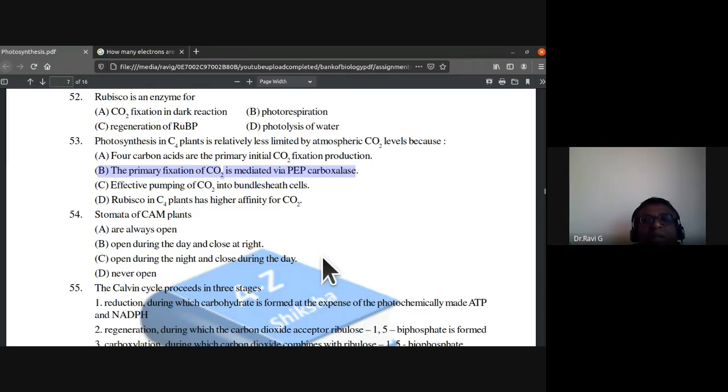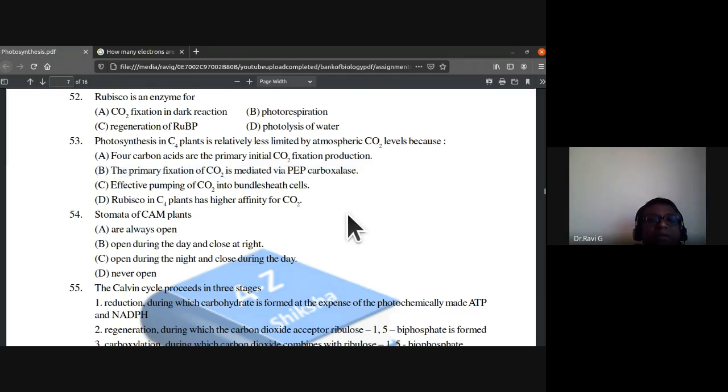So they are not limited by atmospheric carbon dioxide. The primary fixation of carbon dioxide is mediated through PEP carboxylase. So that is fixing it. That is the reason photosynthesis in C4 plants is relatively less limited by atmospheric carbon dioxide level.